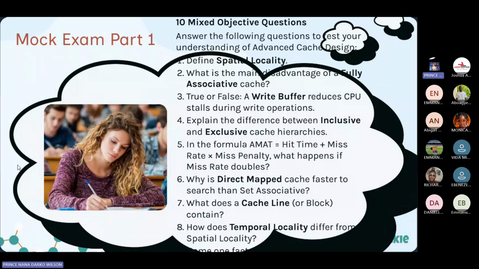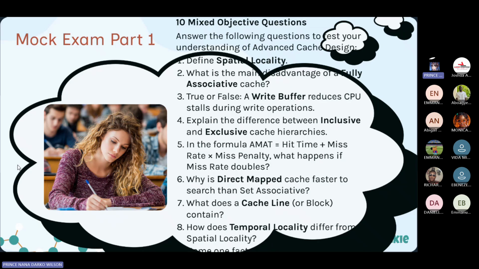I think the amount will increase. So the average memory access time will increase if the miss rate doubles. Do we agree with what he is saying? Mr. Ebenezer, what about you? Yeah, I do agree with him. The amount will increase. That's very good. Good thinking, Mr. Ebenezer and Mr. Prince.